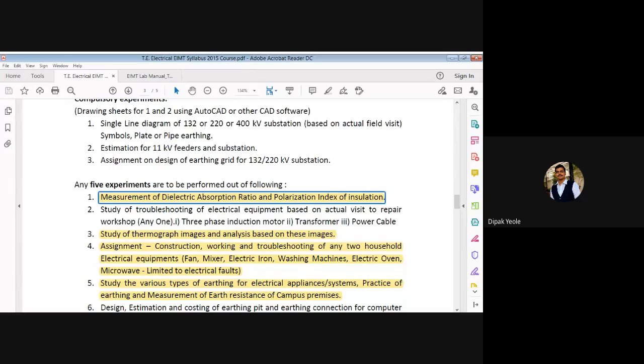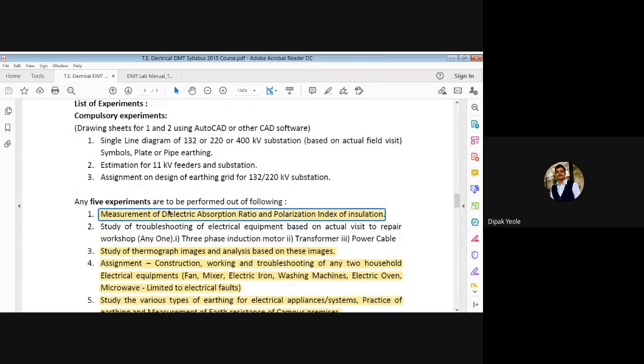Absorption ratio, then we have to use one particular method, or you can say one particular ratio, for obtaining this DAR value. And there is another method to know about the insulation condition for that particular electrical equipment. So the other parameter which we are interested to find out is called the polarization index.